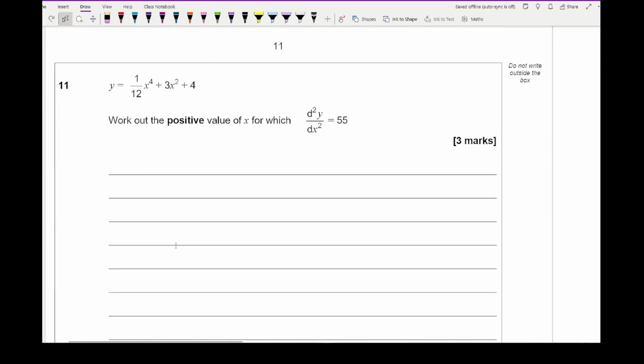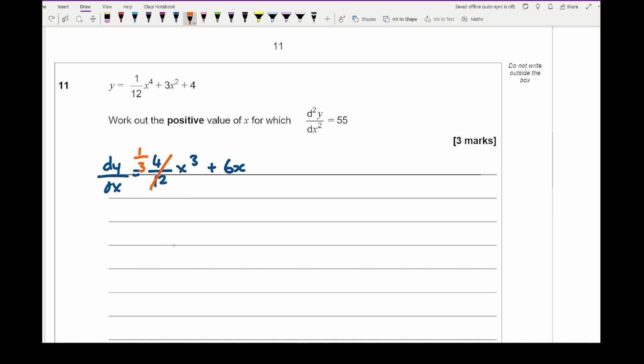Then moving on to question 11. So question 11 says y equals 1 over 12 x to the power 4 plus 3x squared plus 4, and the question is asking us to work out the positive value of x for which the second derivative is equal to 55. So first things first, what I need to do here is work out the first derivative. So dy over dx. So again, move the power to the front, lower the power by 1. So that's going to be 4 over 12 x to the power 3 plus 6x, and that's it. Then if I simplify this, I can get 1 over 3.